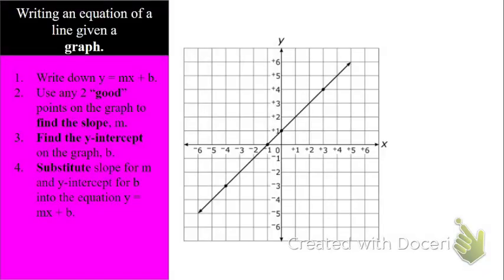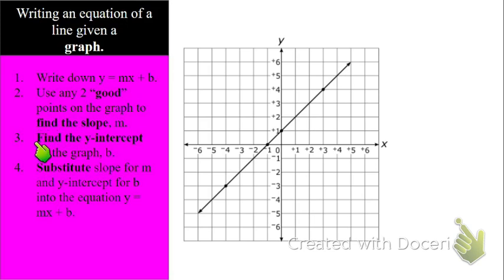So looking at this one, this is what we're trying to accomplish. We're going to write an equation of a line given a graph. The first thing we're going to do, we know we have to write down y equals mx plus b, because that's the format that we have to follow. The next thing we're going to do, we're going to use two good points on the graph to find slope. So before we do anything else, we're going to find two points on the line, and we're going to use those two points to find the slope.